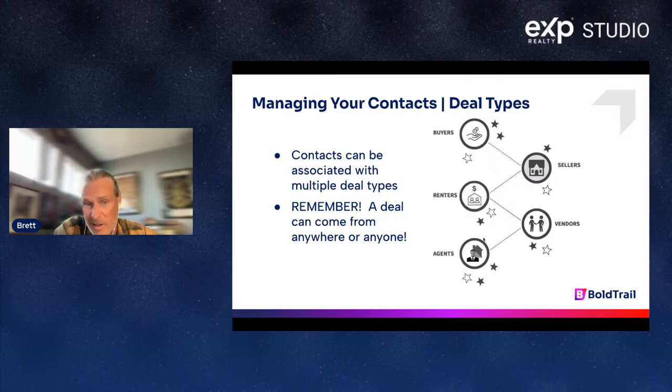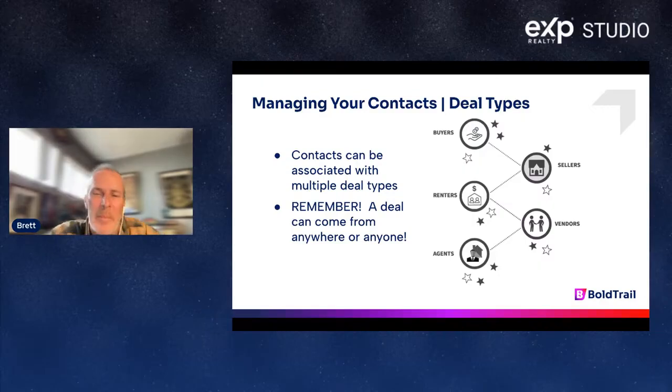You can have more than one type, but you can only have one status. I can't be a new lead and a prospect. I can only be either new or prospect or sphere or closed. But I can be multiple types. There's situations where you say, well, I've got to have my own type.